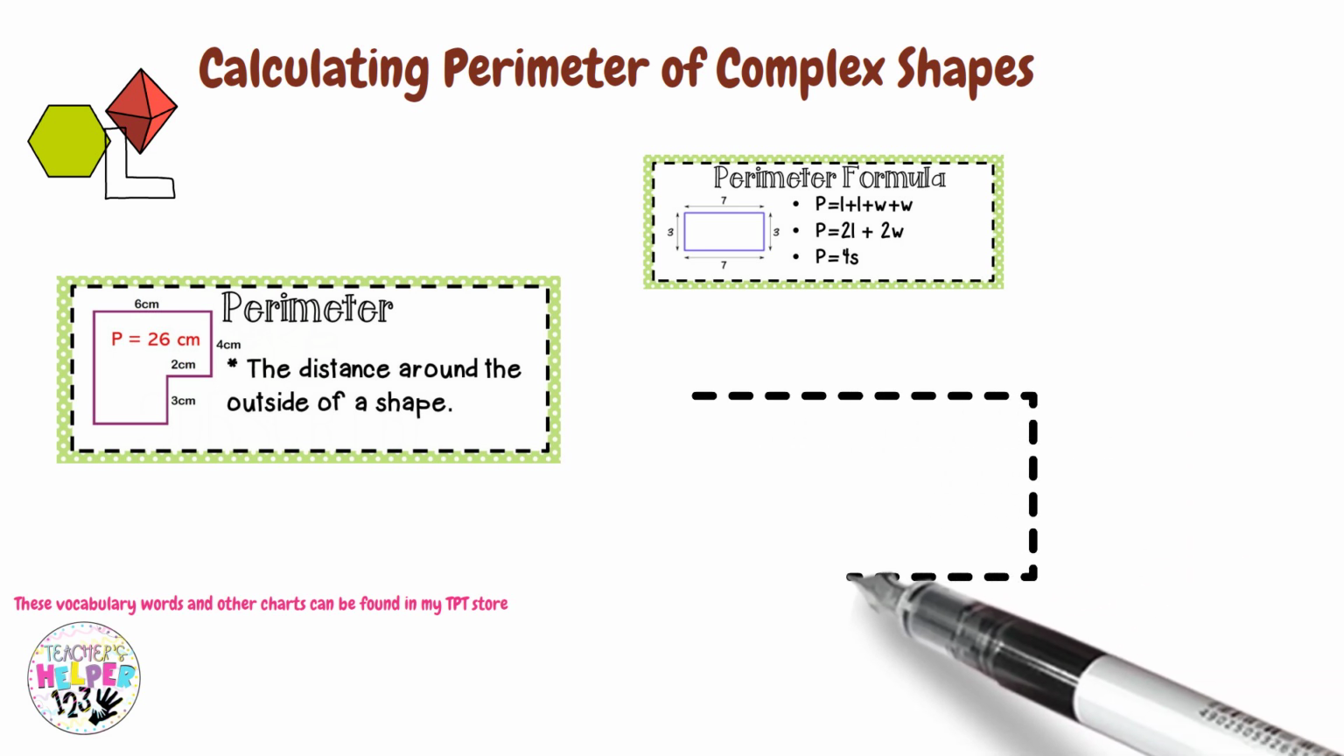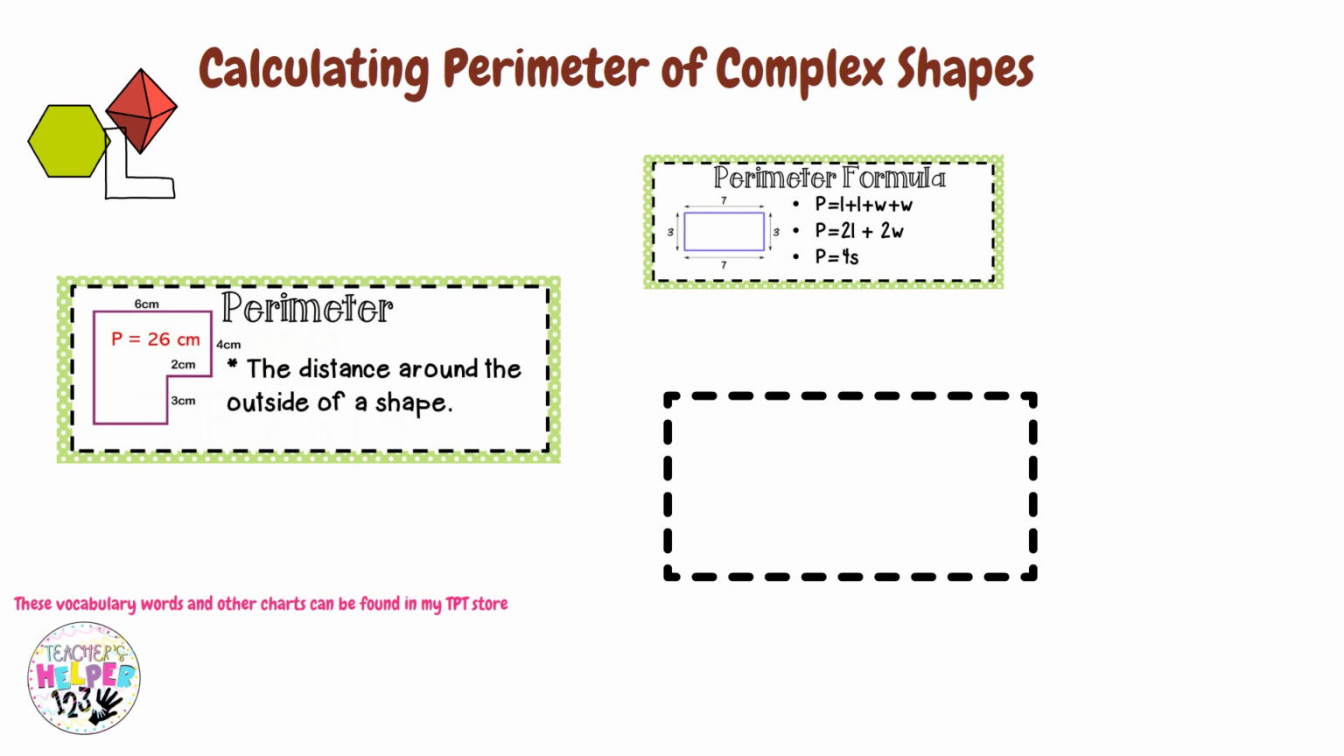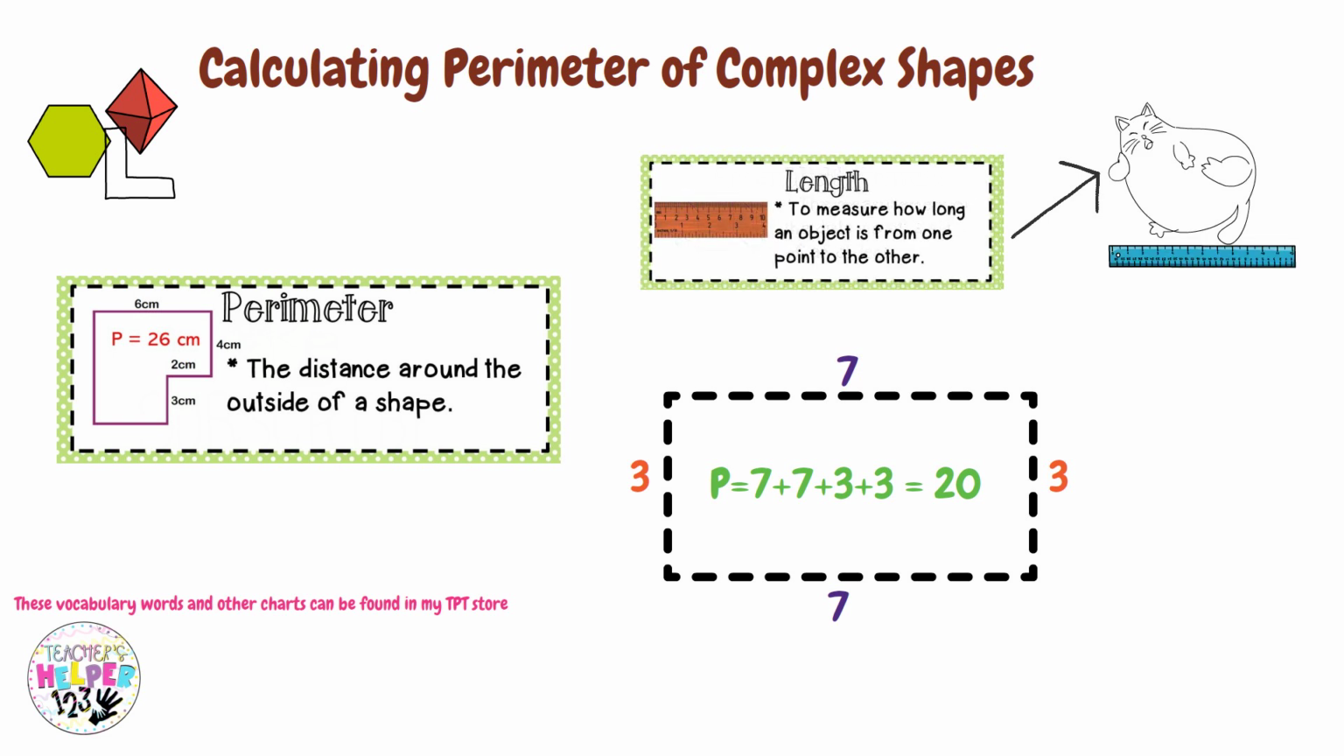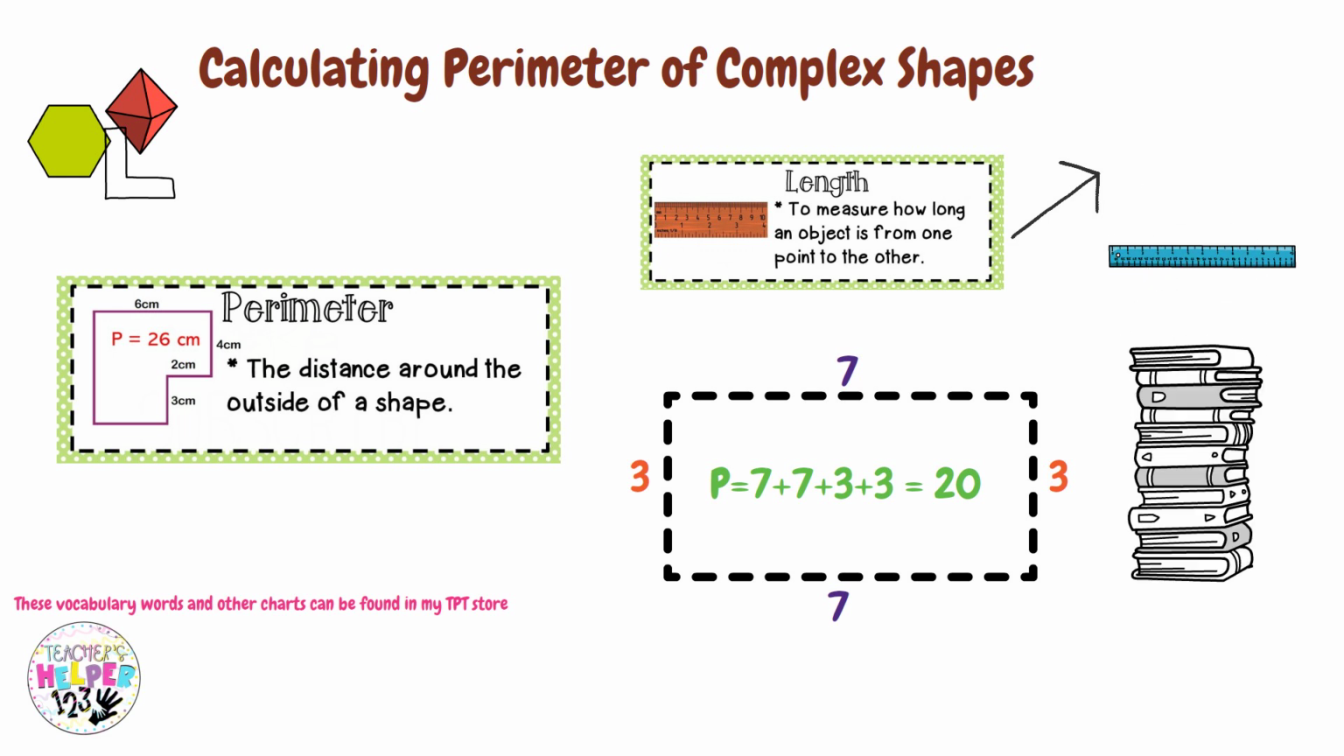As you can see in the example, the rectangle has a width of 7 and a length of 3. So if we apply the formula, we get 7 plus 7 plus 3 plus 3, which is 20. Now this is easy when you have a shape with equal sides. Keep in mind, width means how wide something is, or measured horizontally, and length means how tall something is and is measured vertically.